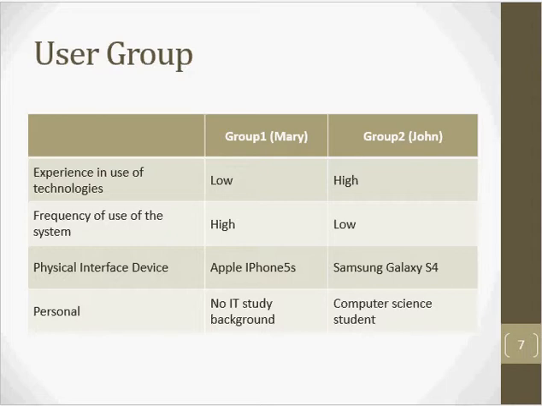John is the example of Group 2. He is studying computer science at the Chinese University of Hong Kong, and it is his final semester. He is looking for an IT-related job. He is good at using mobile phones and uses a Samsung Galaxy S4. He knows how to use this app, although he seldom uses it.